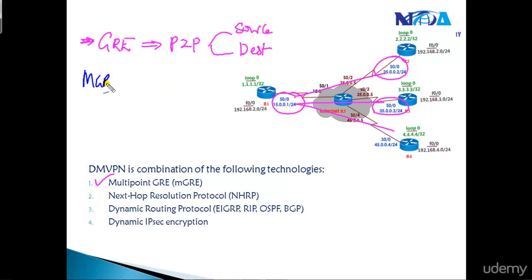But in the case of multi-point GRE, we are going to use point-to-multi-point connections, where we can have one particular source and multiple destinations. So here we don't configure any destination commands. Instead we use tunnel mode GRE multi-point kind of implementations. And then there is something called Next Hop Resolution Protocol, and we use dynamic routing protocols. And optionally, if you want to encrypt your information, we can also use IPsec over dynamic multi-point VPNs.